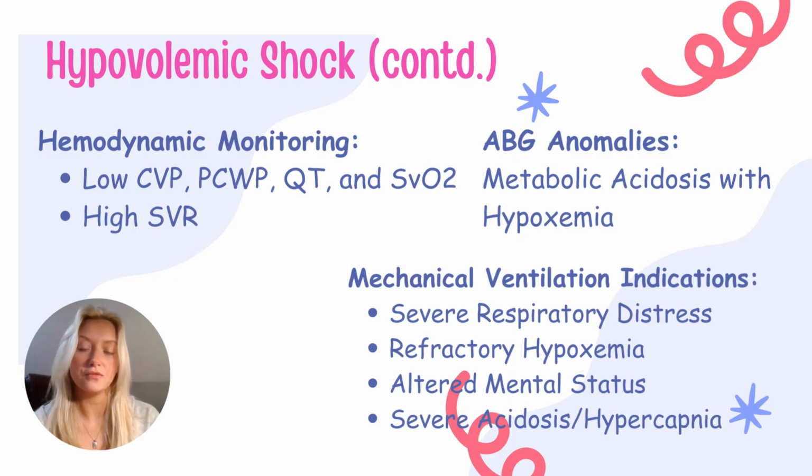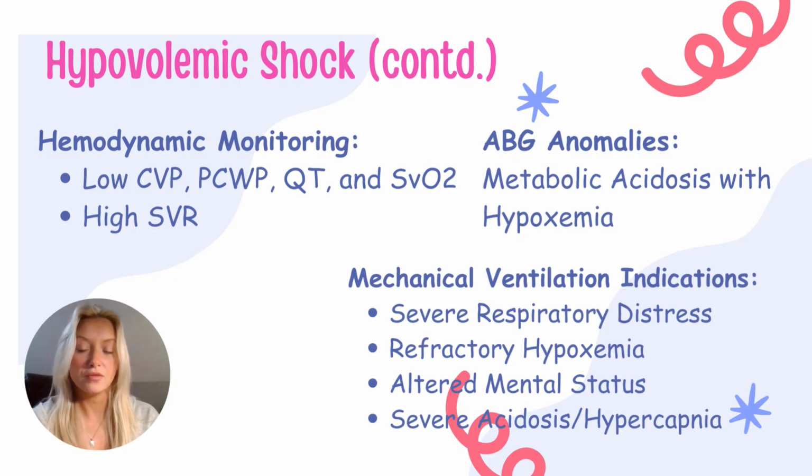Hemodynamic monitoring is going to focus on identifying the cause of reduced preload, assessing fluid response, and restoring tissue perfusion. Patients in hypovolemic shock are going to present with a low central venous pressure, low pulmonary capillary wedge pressure, reduced cardiac output, and a low saturation of venous oxygen, and a high systemic vascular resistance.